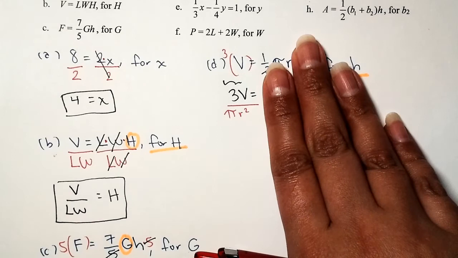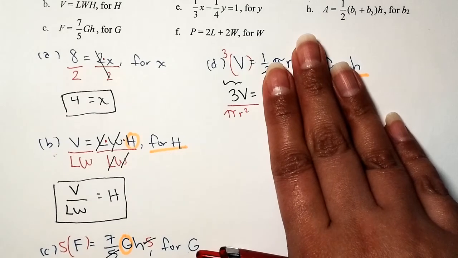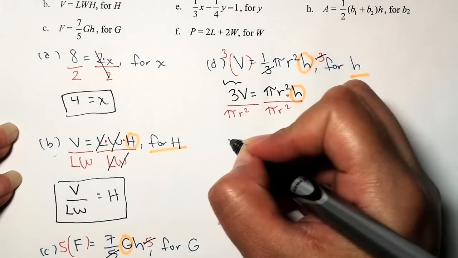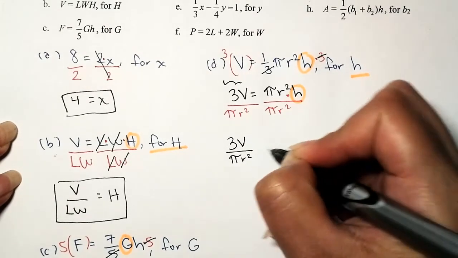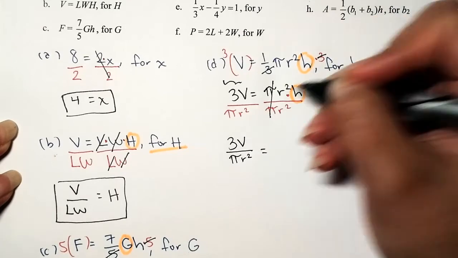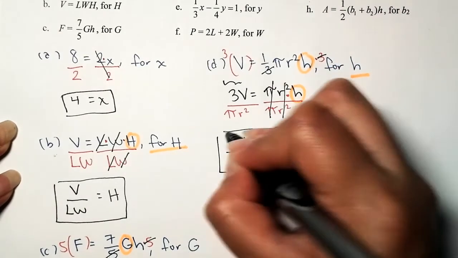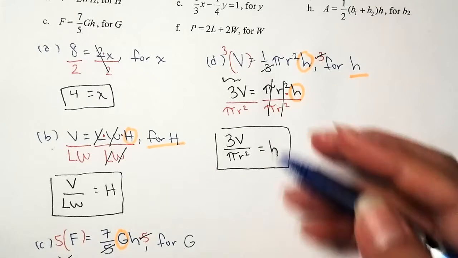Again, make sure uppercase letters stay upper, lowercase stay lower. I sound like a broken record, but I can't stress that enough. Okay, so that will give us 3V over pi r squared is equal to, pi's are out, r squares are out, and that leaves us with the desired variable isolated. Alright, so that was problem number 4. Let's go ahead and knock out problem number 5.